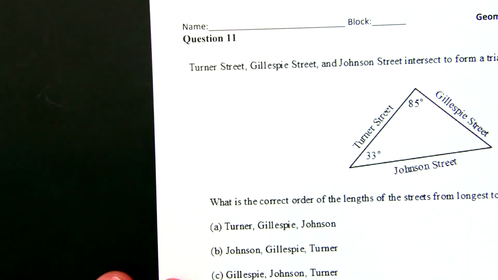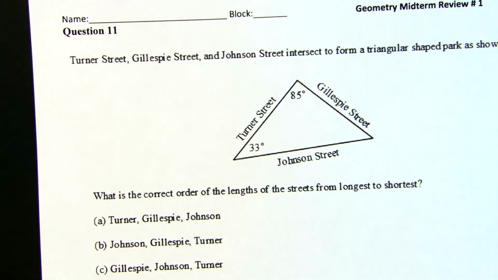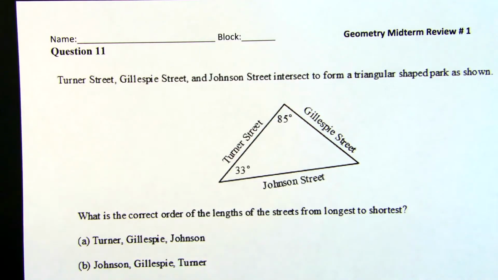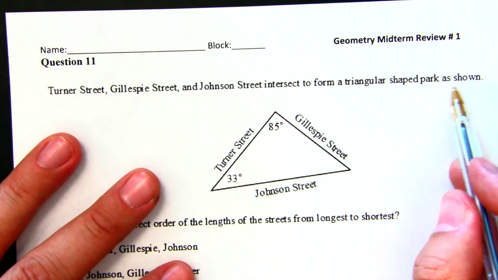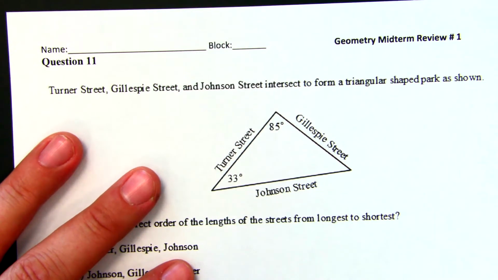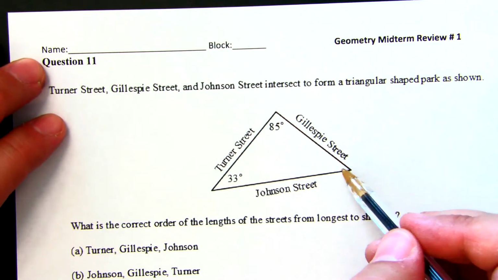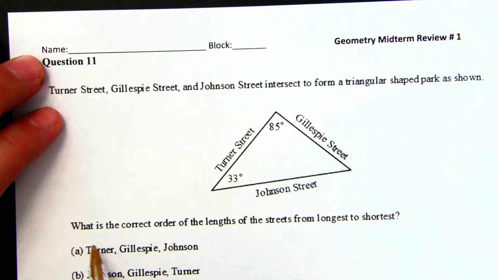Alright, moving on. 11. Okay. I've got 3 streets, Turner Street, Gillespie Street, and Johnson Street. They intersect to form a triangular park shaped as shown. Okay, I've got 3 streets, makes a triangle. What is the correct order of the lengths of the streets, from longest to shortest?